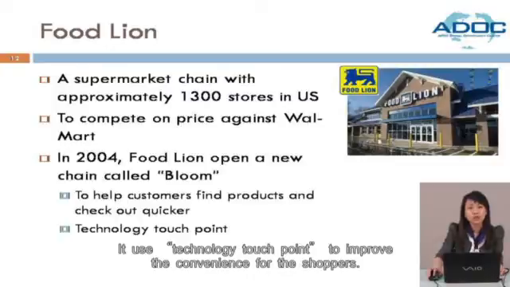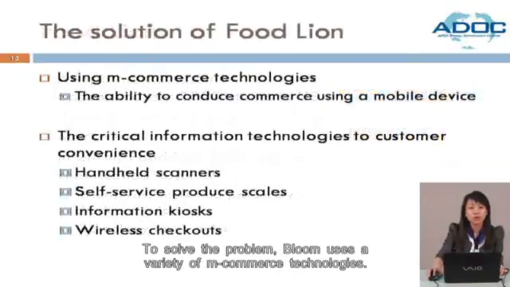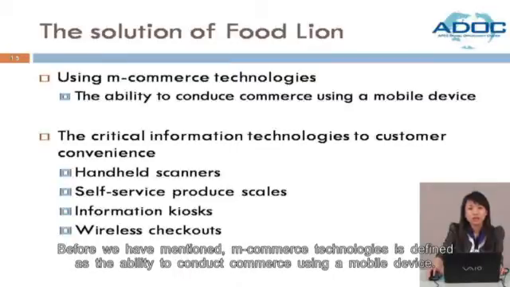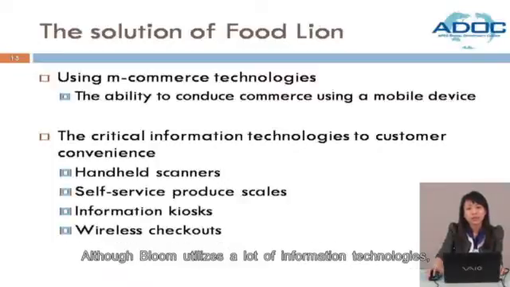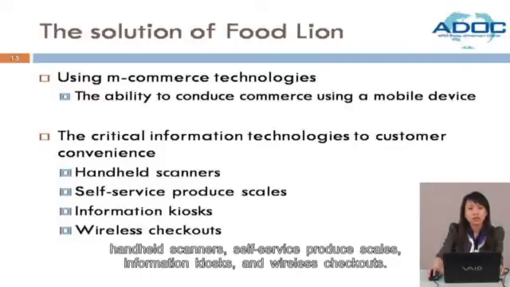It used technology touch points to improve the convenience for the shoppers. To solve the problem, Bloom uses a variety of m-commerce technologies. As we mentioned before, m-commerce technology is defined as the ability to conduct commerce using a mobile device. Although Bloom utilized a lot of information technologies, the critical technologies for customer convenience are handheld scanners, self-service product scales, information kiosks, and wireless checkouts.